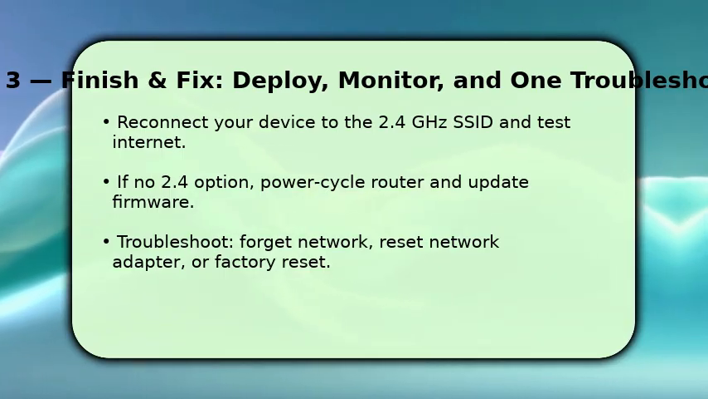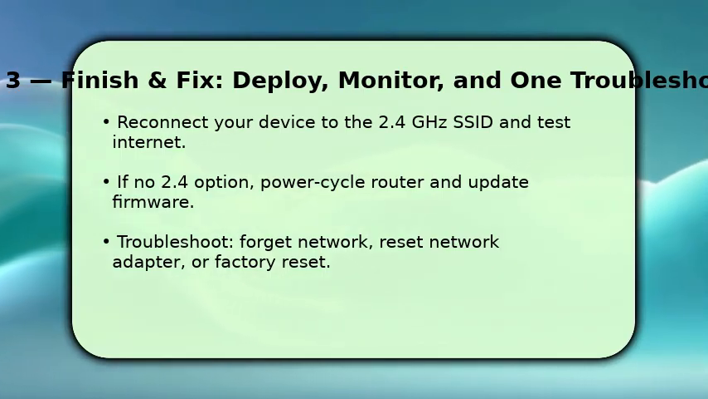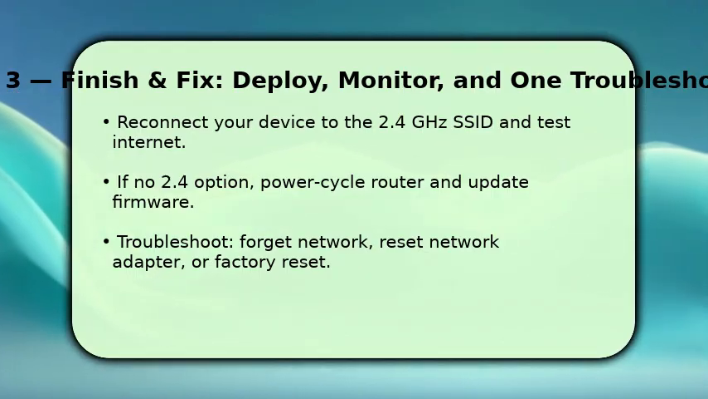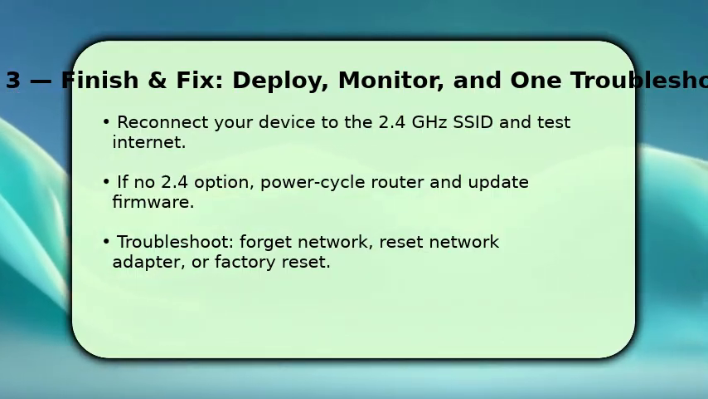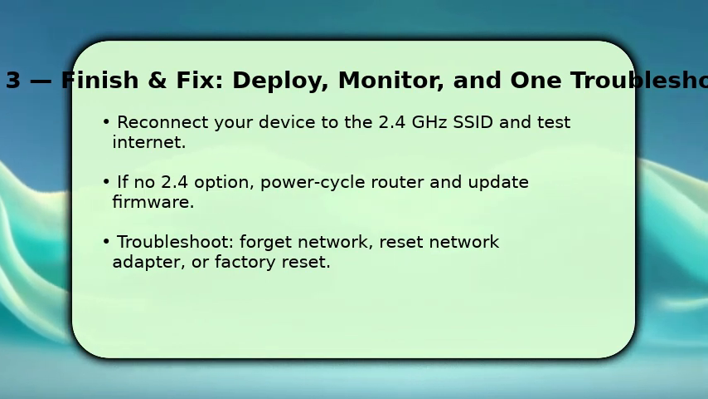If you can't see 4 GHz, power cycle the router, check firmware updates, and confirm the 4 GHz radios aren't disabled. If problems persist, forget the network on your device and rejoin, or reset the router settings as a last resort. This clears conflicting settings while preserving your goal of stable 4 GHz connectivity.